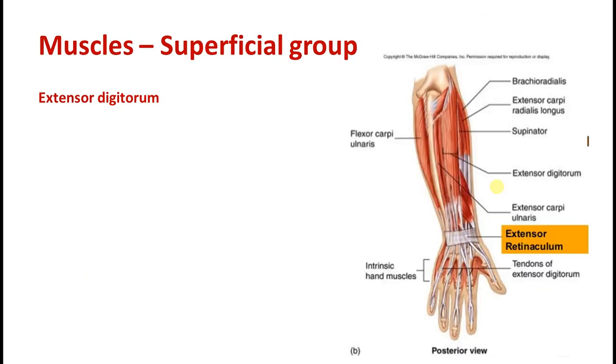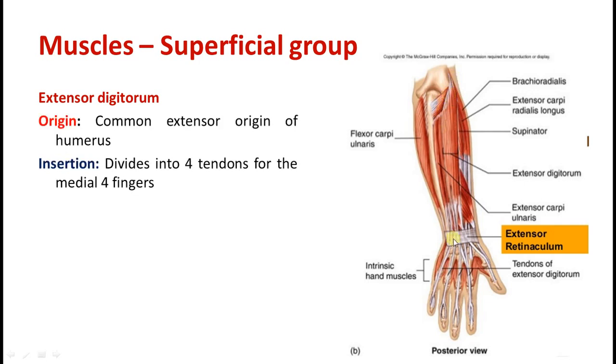The next muscle you are seeing here is the extensor digitorum. So something like extensor digitorum, like a flexor digitorum superficialis. Here you have the extensor digitorum, again arising from the common extensor origin. So very easy to remember, the common extensor origin divides into four tendons, 1, 2, 3 and 4, for the medial four fingers: index finger, middle finger, ring finger and little finger.